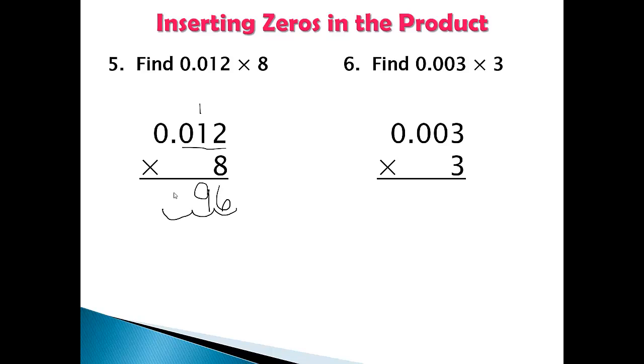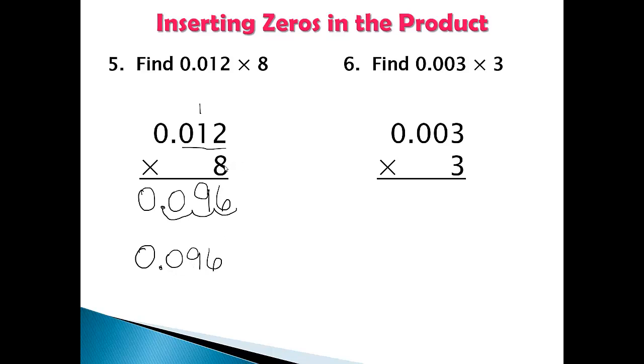Notice that we have this space here, because this is where our decimal is going to go. This is where we're going to insert the 0. And we can also insert a 0 before the decimal as well. So our answer would be 0 and 96 thousandths.